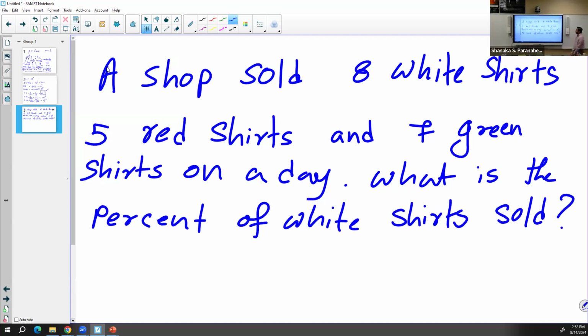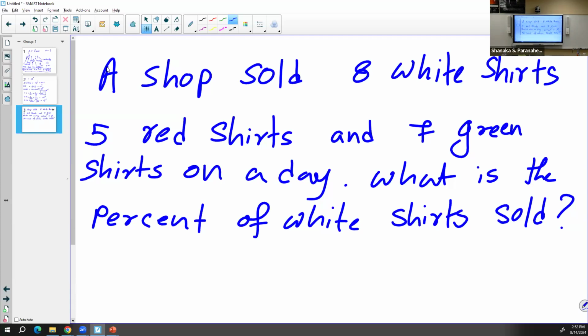Okay, the shop sold 8 white shirts, 5 red shirts, and 7 green shirts on a day. What is the percent of white shirts sold on that day? What is the answer?